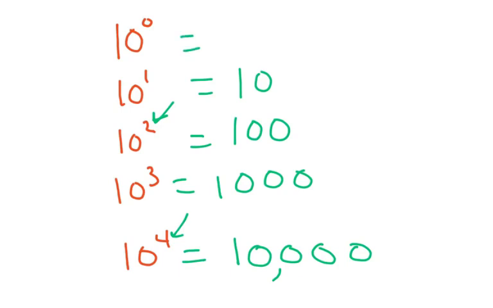And this is involved in that other trick. Anything to the 0 power is always 1. So you can see my pattern here. And you can also see that as my exponent goes up, the number of zeros go up. So the zeros in my number and the exponent match. This only works when your base is 10.